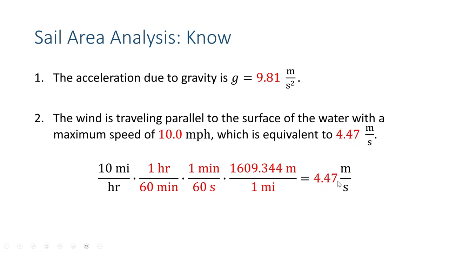The way I came up with that 4.47 is I did a unit conversion. So I had 10 miles on top per hour. And then I converted the hours first, so I can cancel my hours because there's 60 minutes in 1 hour. Then I put 1 minute in 60 seconds, cancel my minutes, and now I'm left with seconds on the bottom. And then for my miles, I can do this conversion of 1609.344 meters per mile. Now, I think I've mentioned this a few times before, that in my mind, I try to keep track of the 2.54 centimeters per inch.